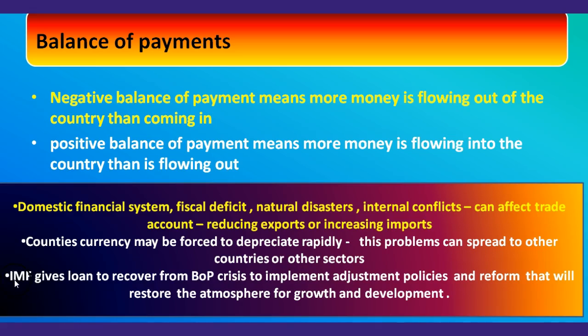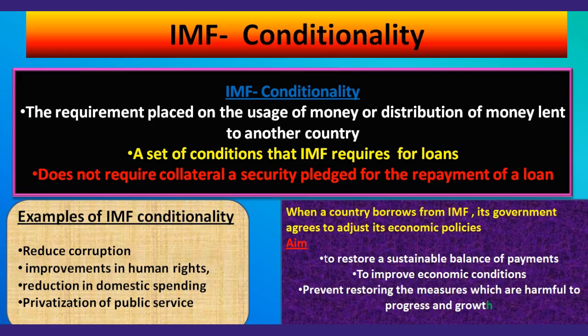So the IMF, International Monetary Fund, gives loan to recover from the balance of payment crisis, to implement adjustment policies and reform that will restore the atmosphere for growth and development. So IMF gives loans to implement adjustment policies to recover from balance of payment crisis. Next, International Monetary Fund and conditionality.